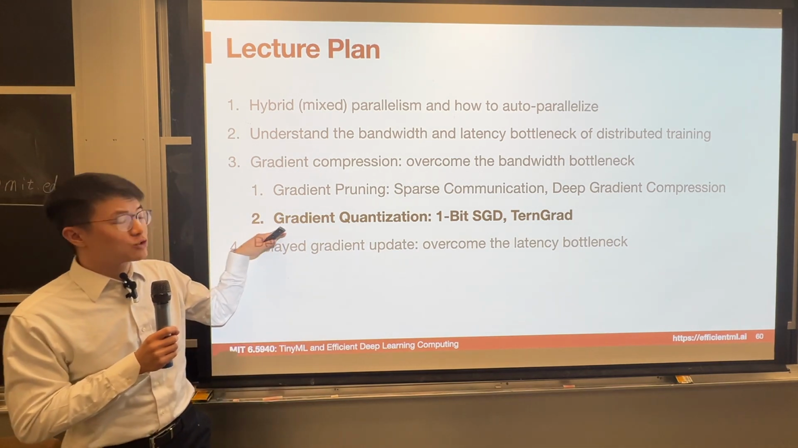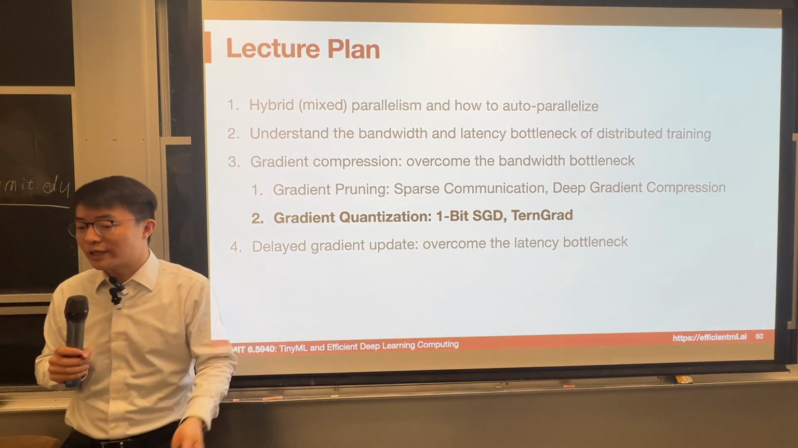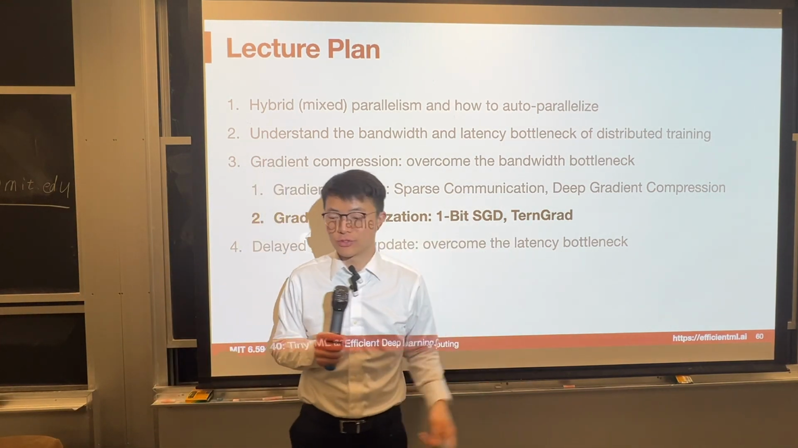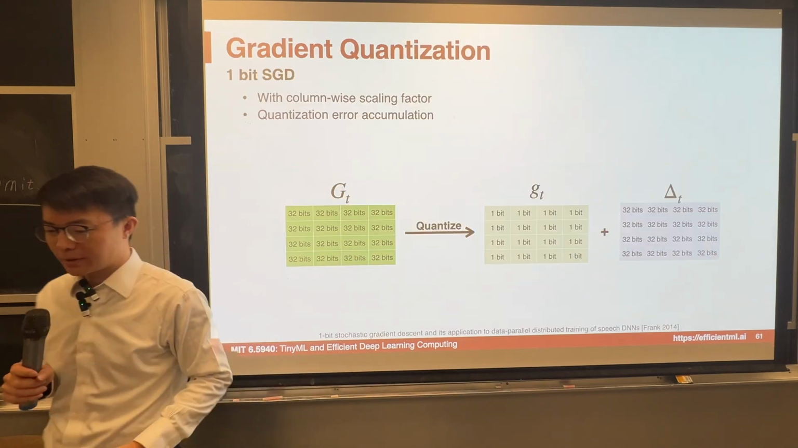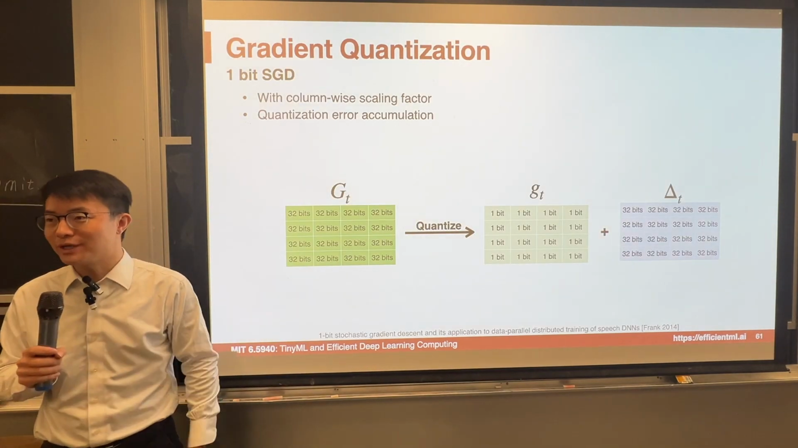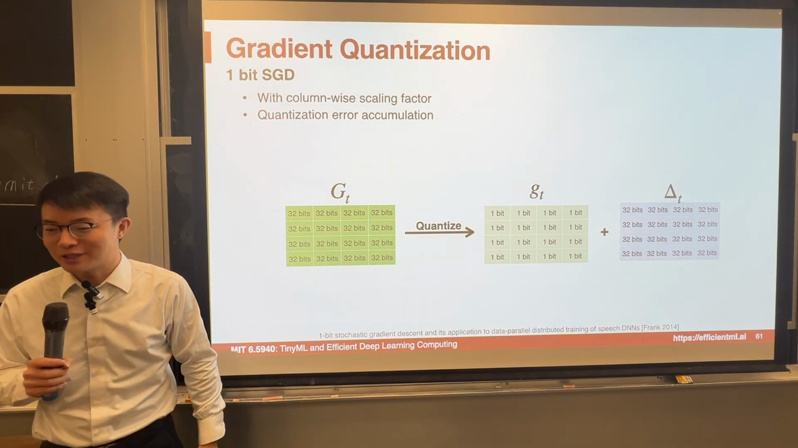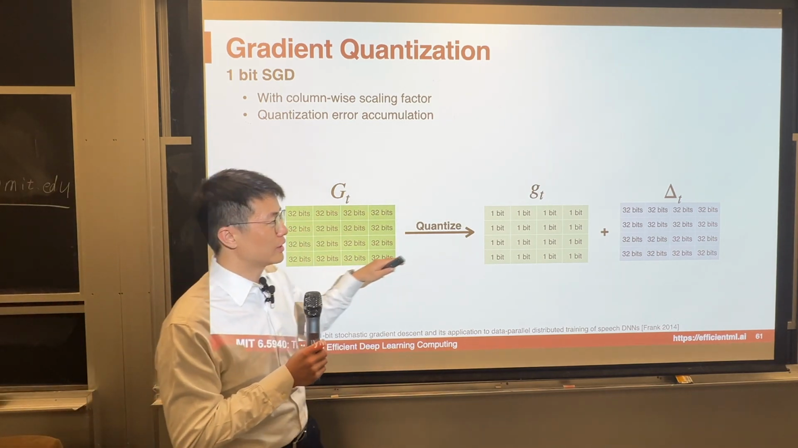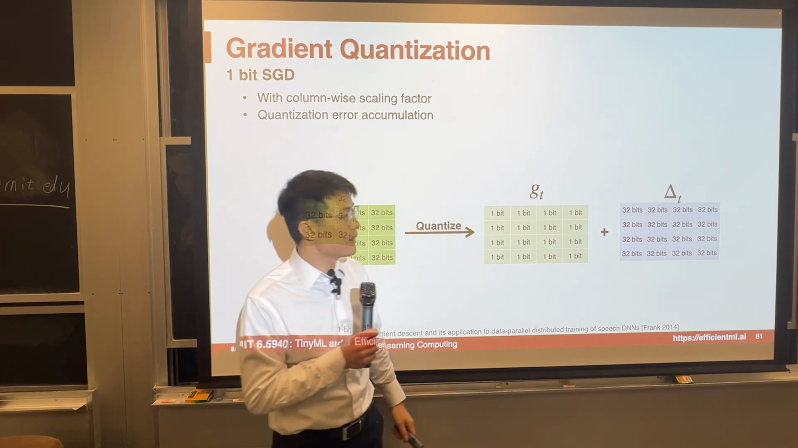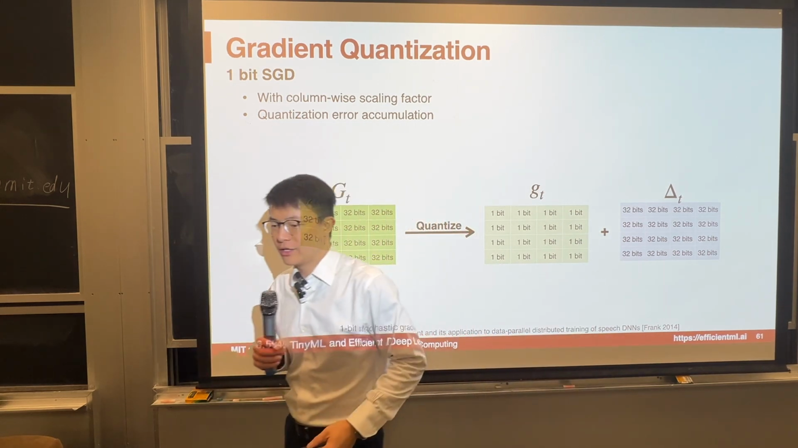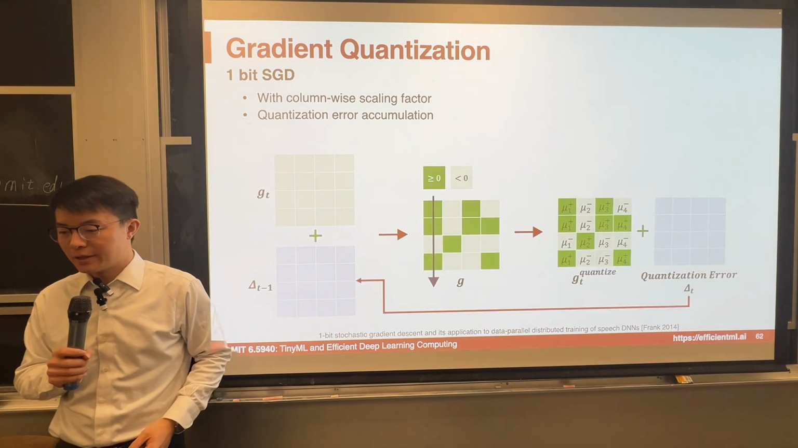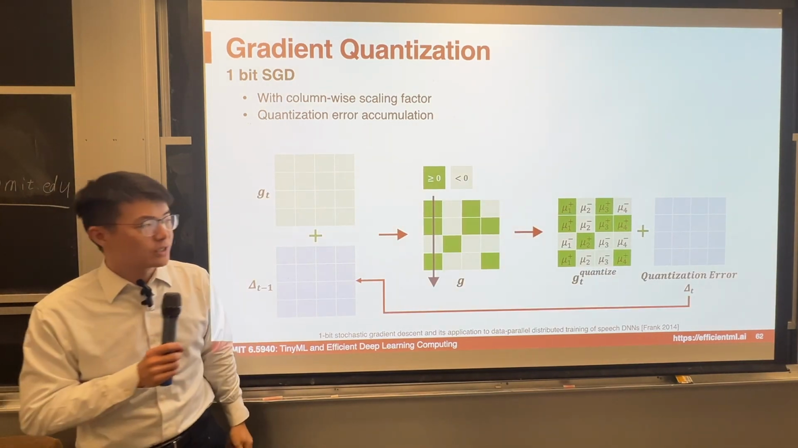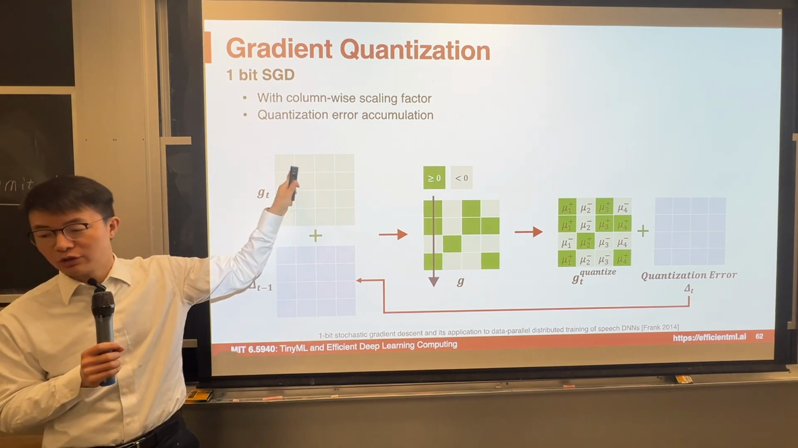All right, now let's switch gears to talk about gradient quantization using 1-bit SGD and also TernGrad. Can we use just 1 bit to quantize the gradients? Actually, it's possible. Given a 32-bit gradient, we can quantize that to 1 bit, and we have a 32-bit delta. We can actually apply a column-wise scaling factor. So this is the original gradient.